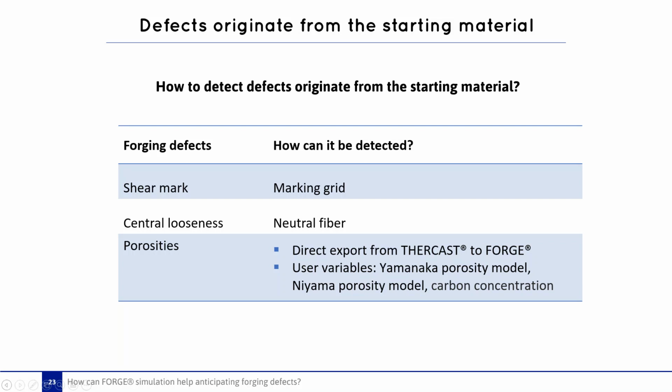We didn't talk about porosities, but it is possible to track the porosities during forging. Thanks to the direct export from ThermoCalc to Forge, it is possible to follow the evolution of the porosity and the carbon concentration during the forging simulation. Several user variables are available in Forge, such as the Yamanaka or Niyama model, that help you to detect the porosity or the hot tearing.